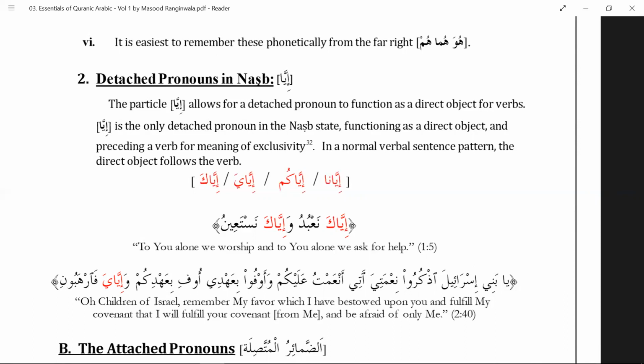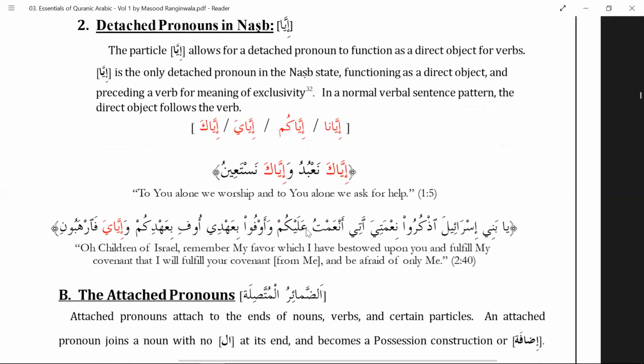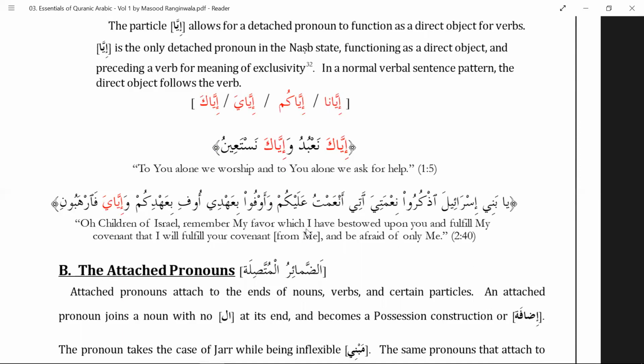Iyana, iyakum, iyaya, iyaka. These are the examples. You can attach na, kum, ya, or ka to the end of these words. Another example is iyaya. Iya is "only", and the ya at the end shows the attached pronoun for ana, which is "me".